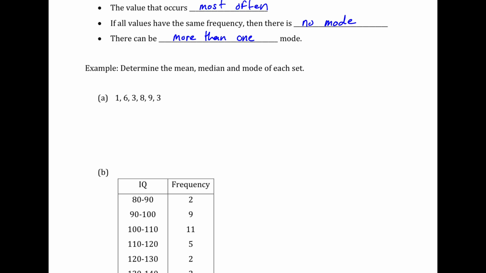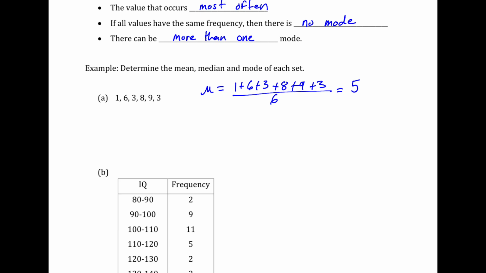So first, I'm going to get used to that symbol. This is the mean with the mu symbol. We're doing 1 plus 6 plus 3 plus 8 plus 9 plus 3, all divided by 6, because there's 6 numbers. So that's just a big calculator mess. All this adds up together, so I think the mean of this set of numbers is 5.